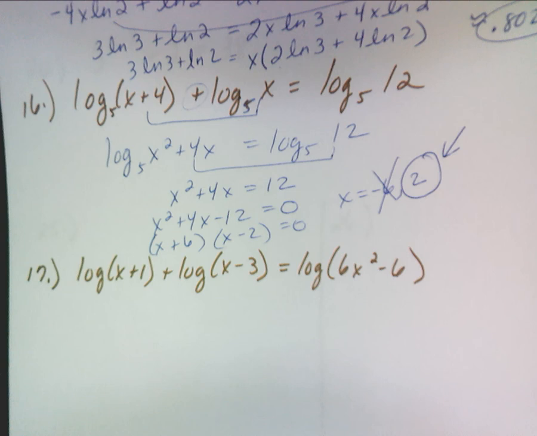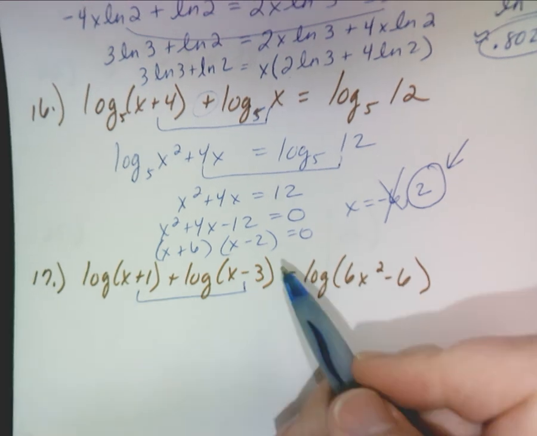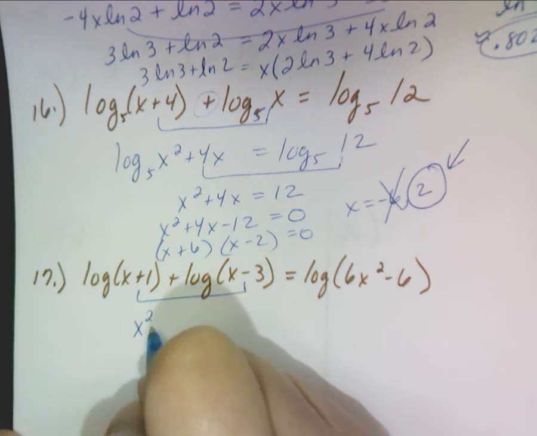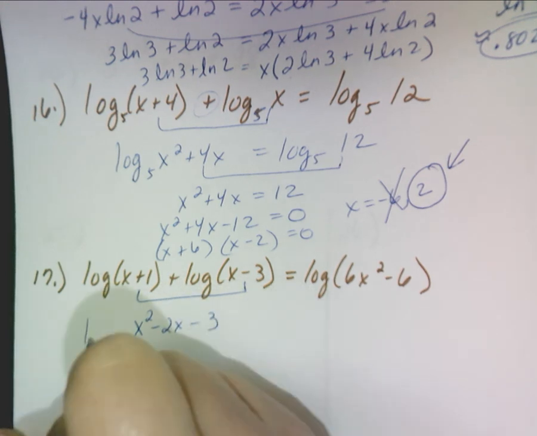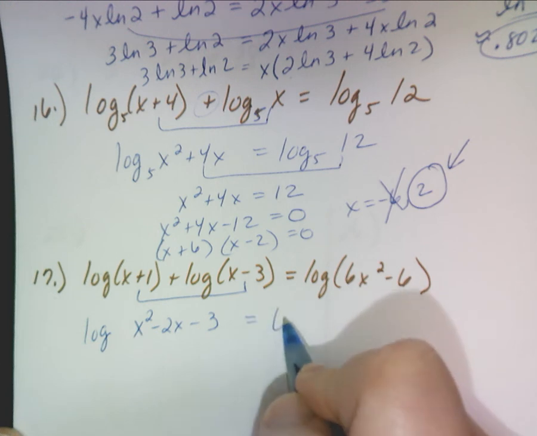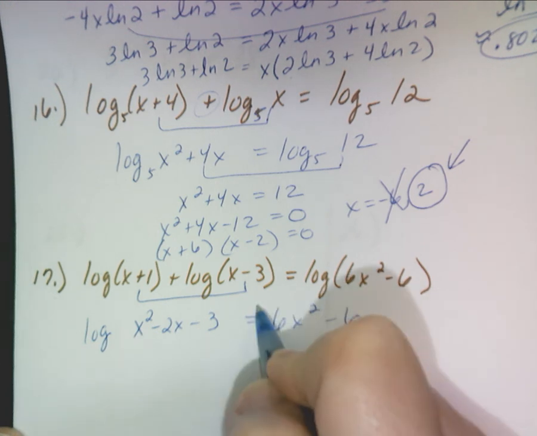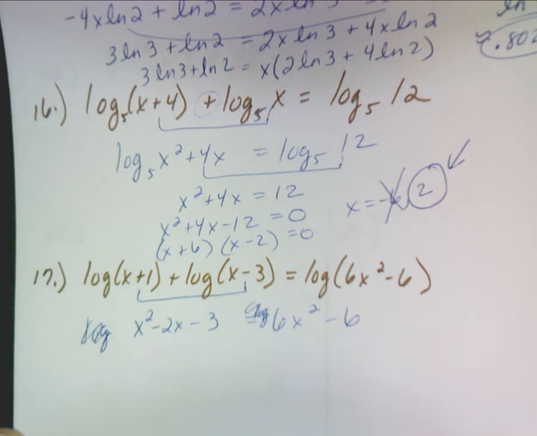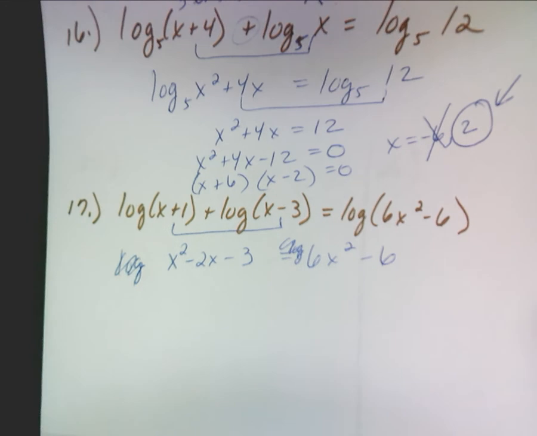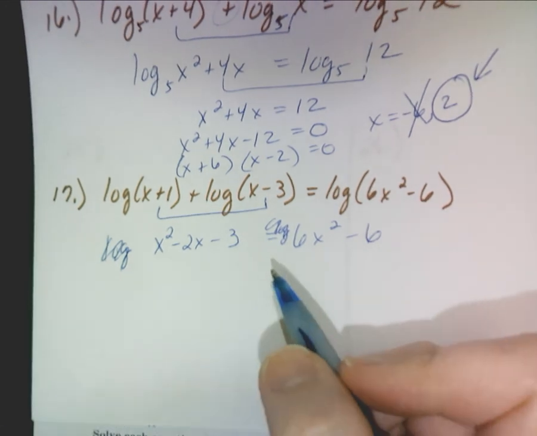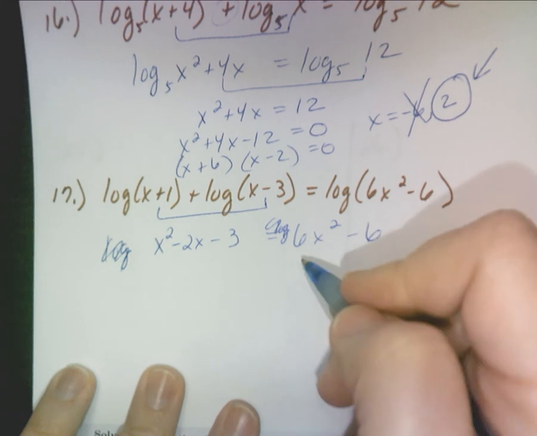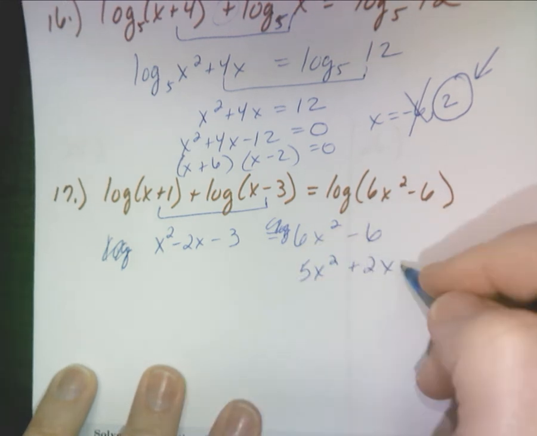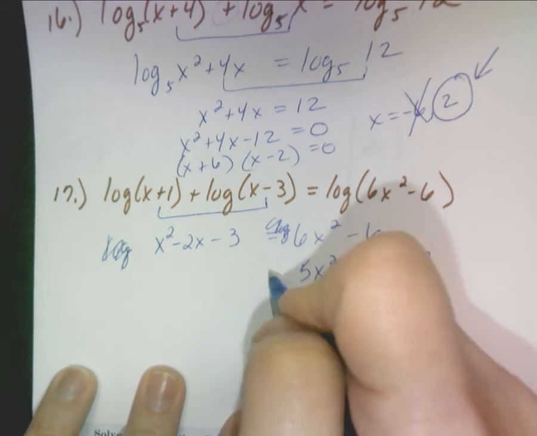17, same thing. Multiply these two together, and you would get x squared minus 2x minus 3 equal to 6x squared minus 6. Sorry, there's a log in front. And then obviously you can ignore those logs. So let's get all of our x squareds on one side. I'm going to go that way: 5x squared plus 2x, and then add the 3 over would be minus 3.